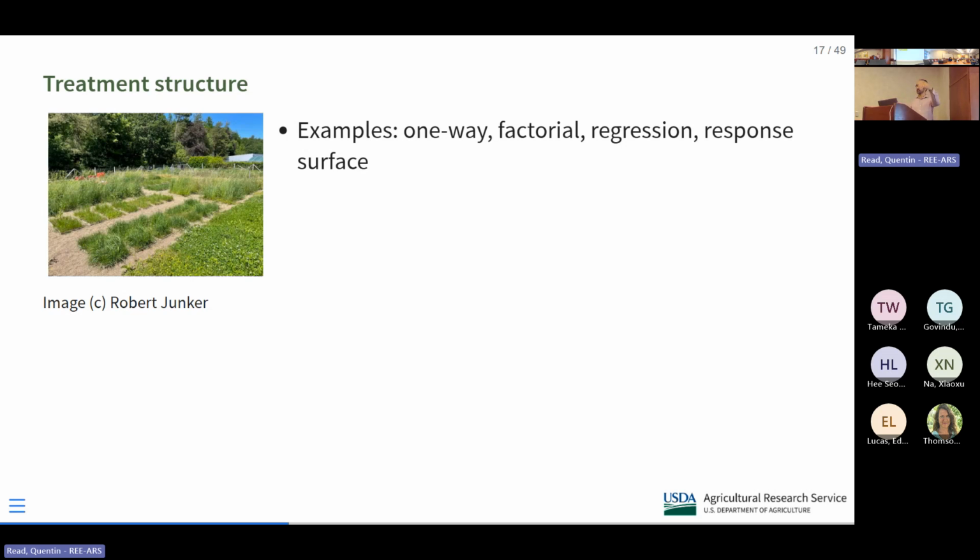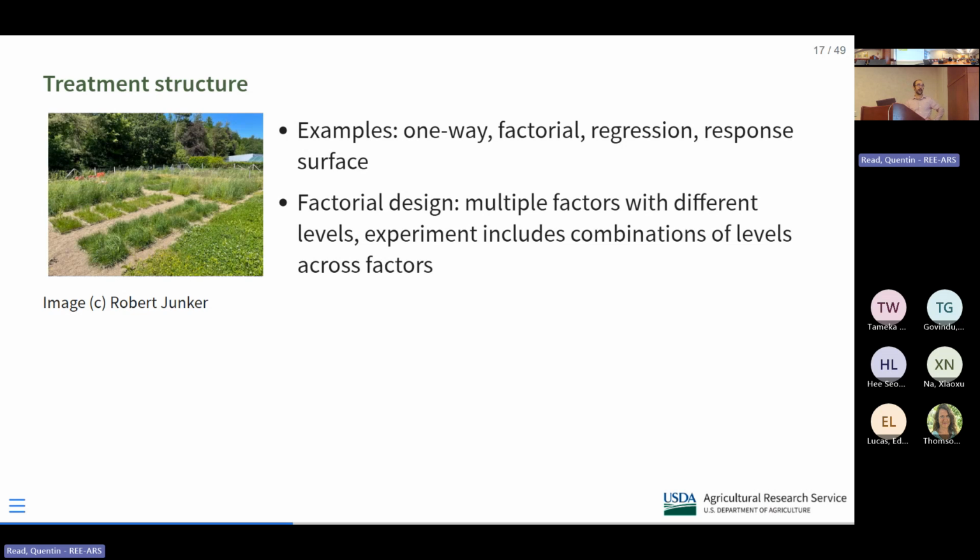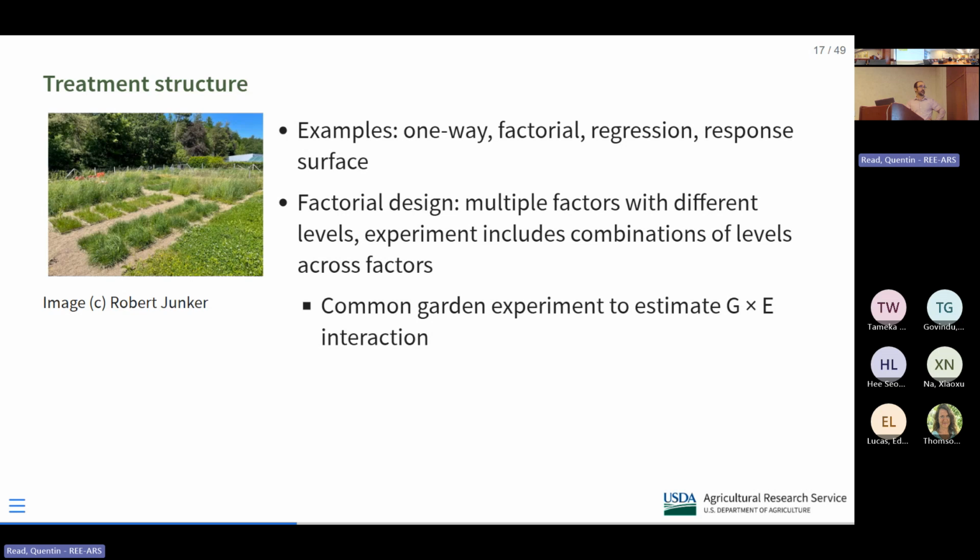There are also designs where you're manipulating a continuous variable at different levels, that's a regression design, and they get more complicated from there. Like I said, factorial would be one with multiple factors you're manipulating. I don't know if you all do this type of study that much. They're very common in agricultural studies, but also in medical studies. Genotype by environment interaction is very important to look at.